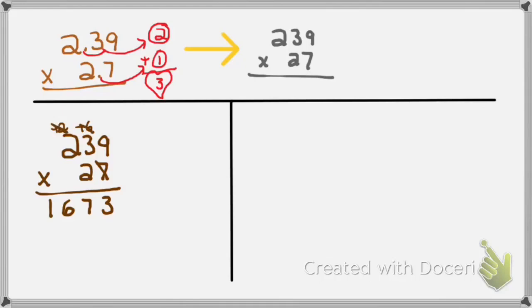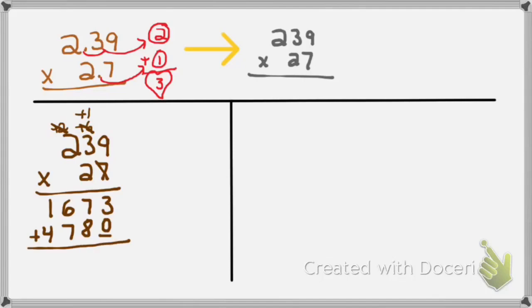We're moving on to the 2, which is in the tens column. And since it's in the tens column, we put a 0 to show that we're multiplying by a digit in the tens column. Now we say 2 times 9 is 18, put down the 8, carry the 1. We say 2 times 3 is 6, plus 1 is 7. And we say 2 times 2 is 4.